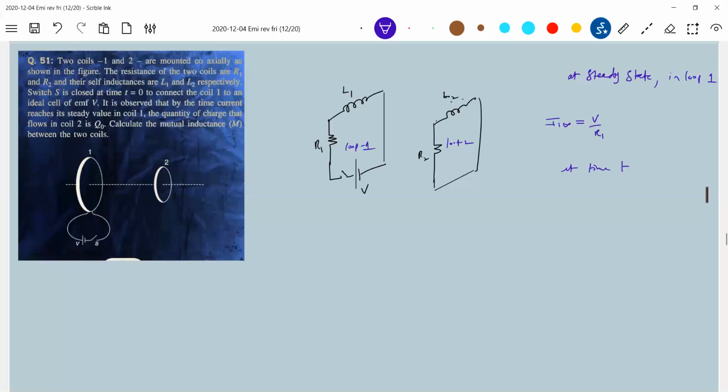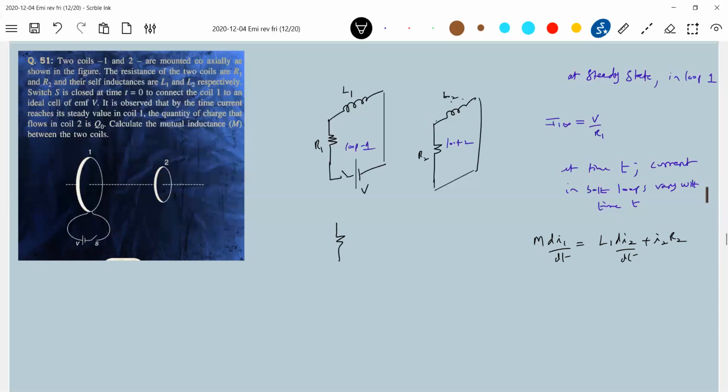At time t, the current in both loops varies with time. So what is the source? What is the EMF generated in this loop due to mutual inductance? So we write M di1 by dt equal to L1 di2 by dt plus I2 R. What is M di1 by dt? That will behave like a source. So this is at any time t.